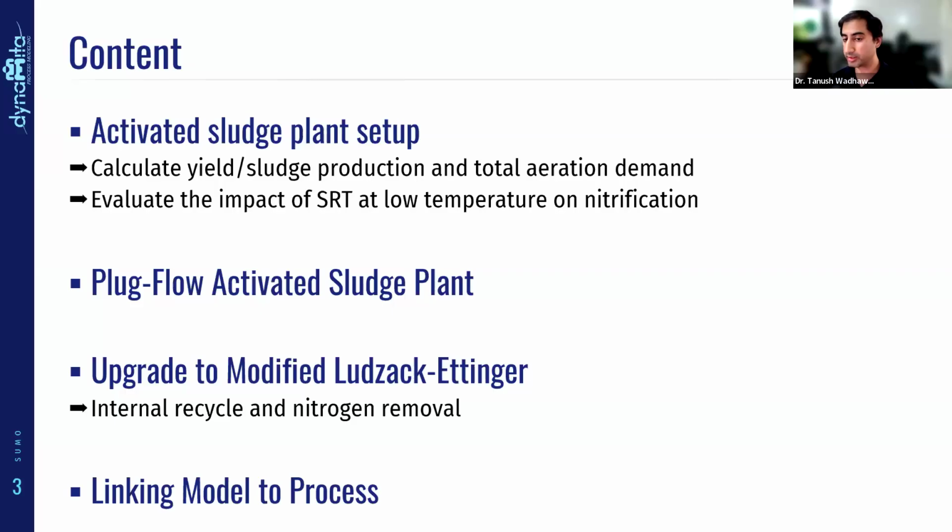Then we'll further upgrade the plug flow activated sludge plant into an MLE process for nitrogen removal. Then we'll look at the impact of SRT on nitrification performance, on denitrification, and evaluate some of the operational and design parameters. And finally, once we have finished looking at different configurations in SUMO, we'll come back and I'll try to link how the model matrix links to the process operation, how you can look at rate equations and understand what will impact your process. Okay, so let's begin.